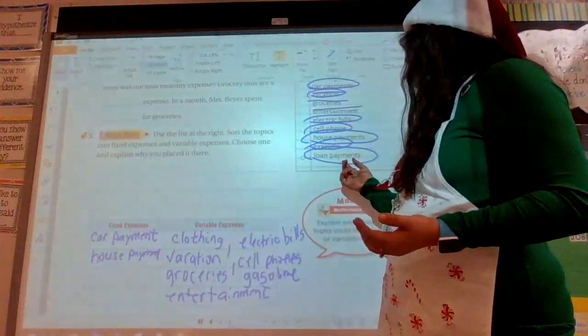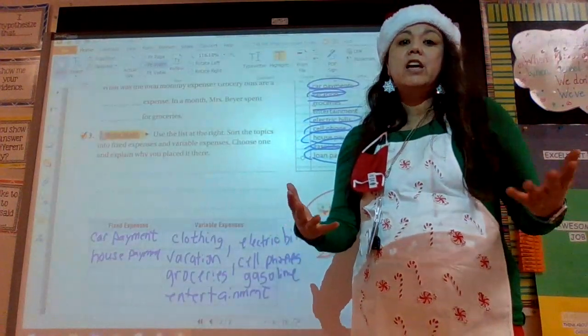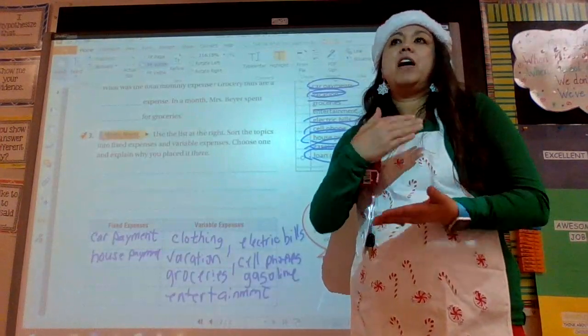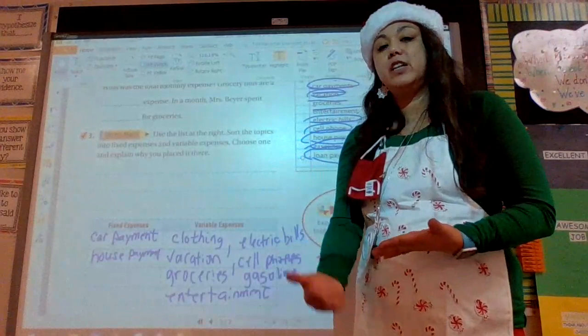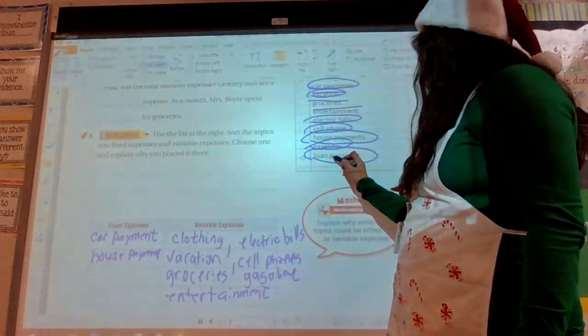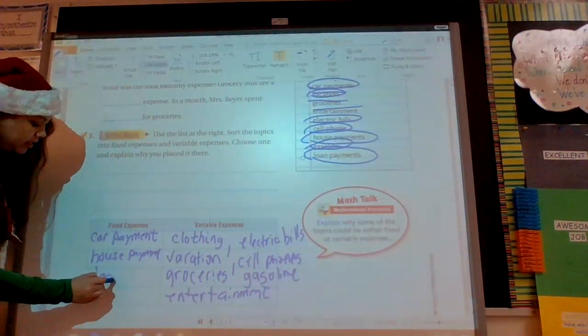So loan payments, if I go borrow a big amount of money from a bank, they're going to set up what we call a payment plan, and then I can pay them back how much ever I can afford that month, every month, until I get that loan paid off. Okay, so it's just going to be fixed. Loan payments, large amount of money, it's a loan payment.